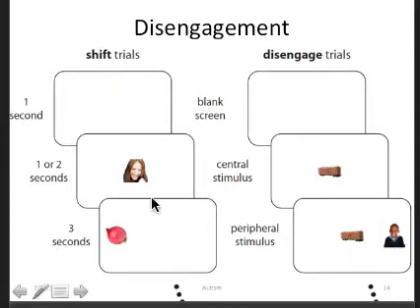And in addition, the central stimulus can either go away, that's the shift condition, when the peripheral stimulus shows up, the central stimulus goes away, or it can stay on the display, which would require a disengagement from the central stimulus.